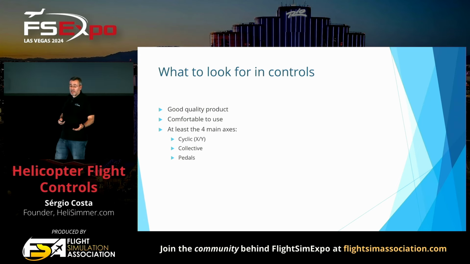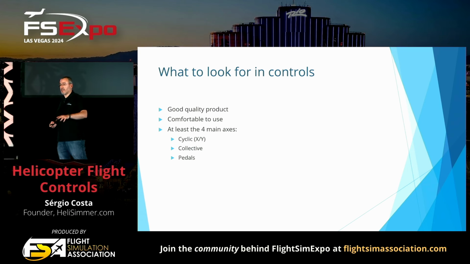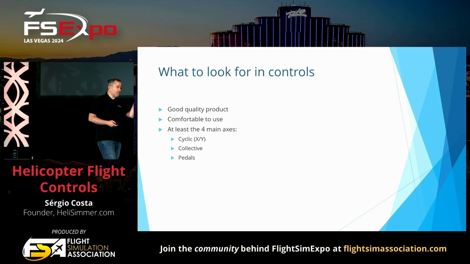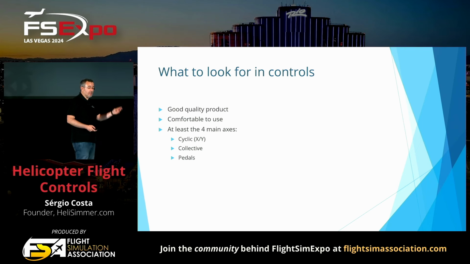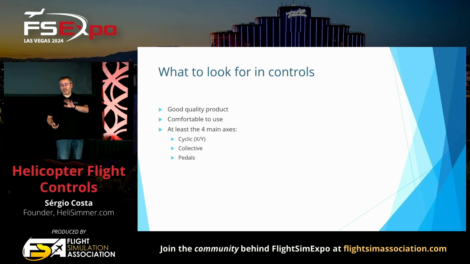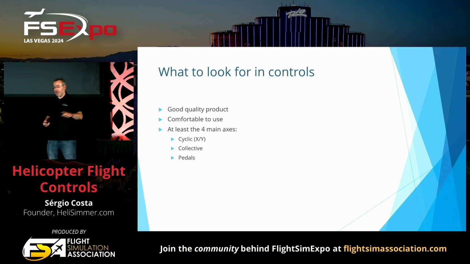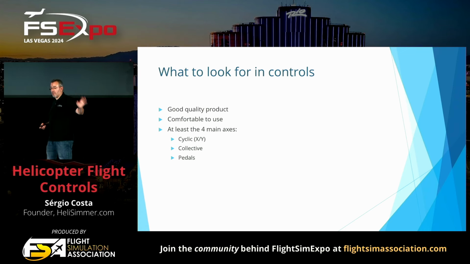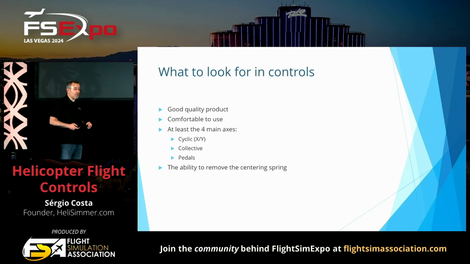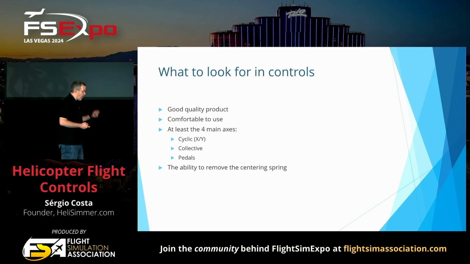The other thing is that we should have at least control over the 4 main axes, which is the cyclic with X and Y, the collective, and the pedals. No throttle. This is the bare minimum. Again, all the throttle conversation we had, you don't need the throttle. It's just nice if you have. If you have the ability to remove the centering spring, that's awesome.